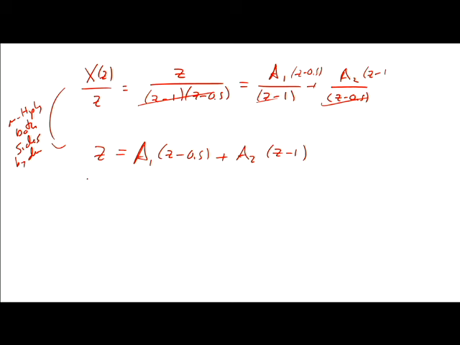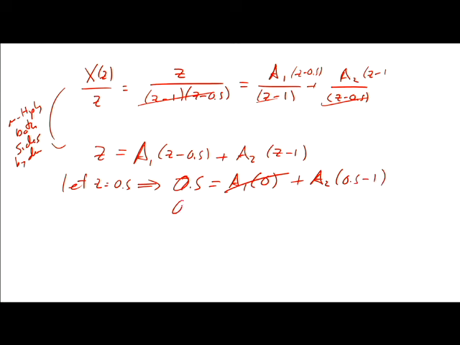Now let z equal 0.5. That term is going to be 0, right? So we get 0.5 is equal to a1 times 0, oh, look at that, that's 0, we don't have to worry about it, plus a2 times 0.5 minus 1, so that's minus 0.5. So 0.5 is equal to a2 times minus 0.5. So in the end, a2 is going to be equal to minus 1.